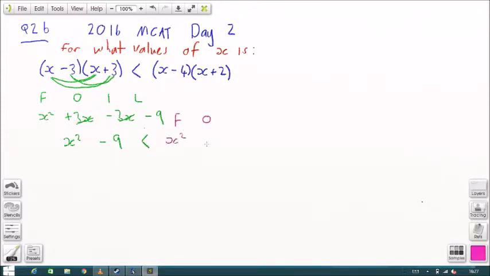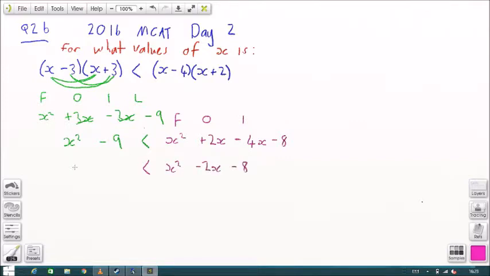So I'll just do the same thing to the right hand side. The first term, x squared, the outside term plus 2x, the inside term minus 4x, minus 8 for the last term. Right, I'll simplify this down a bit. I'll get the like terms together.